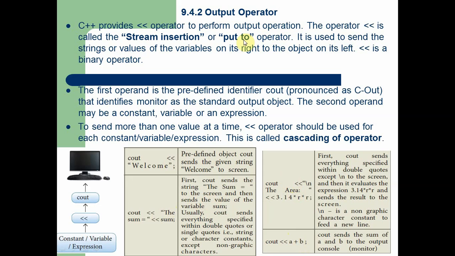That's why this put-to or stream insertion operator is called the output operator. This is the basic operator required for each and every statement in C++ programming for accepting input and sending output. For accepting input we need cin and the get-from operator. For sending output, we need cout and the put-to operator. Here cout is a predefined object, cin is also a predefined object. One thing to remember: cascading means sending more than one value to cout. For each and every value we should use a separate put-to operator.